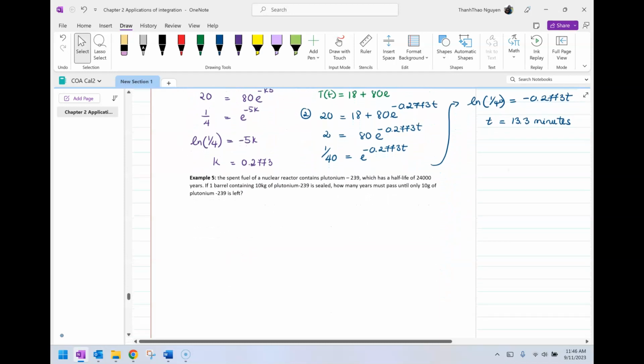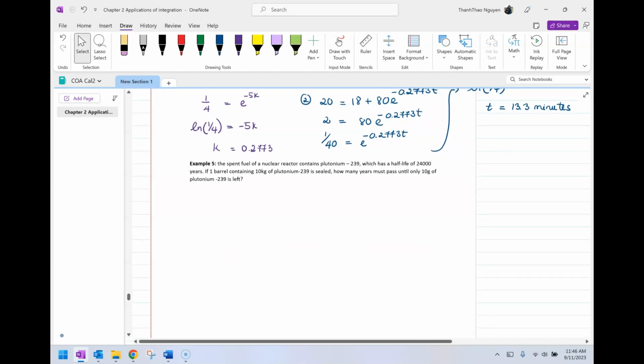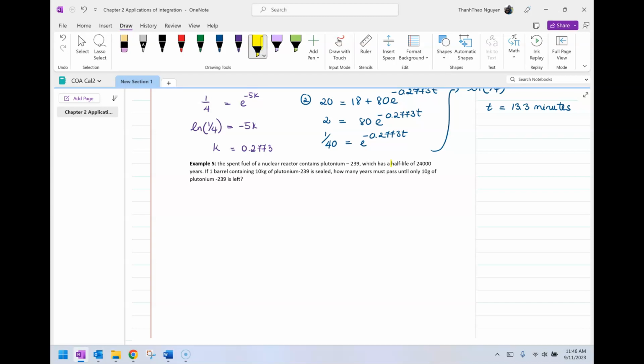Let's take a look at the next example. The spent fuel of a nuclear reactor contains plutonium-239, which has a half-life of 24,000 years. If one barrel containing 10 kilograms of plutonium-239 is sealed, how many years must pass until only 10 grams of plutonium-239 is left? So what does it mean by saying half-life?